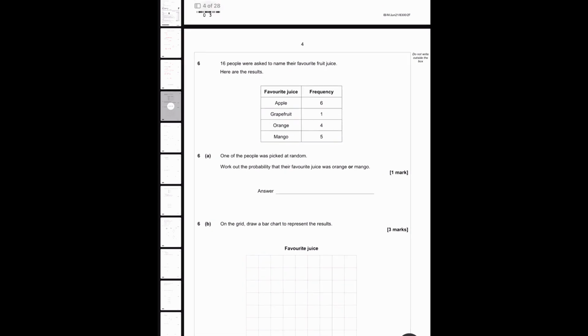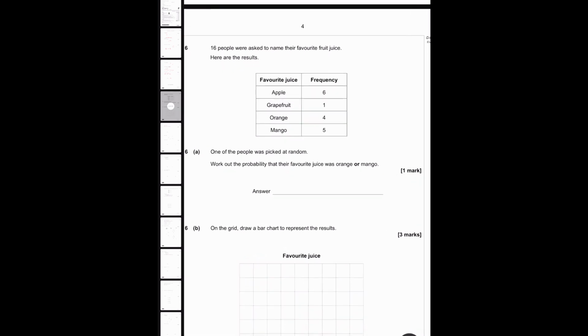Question 6 says that 16 people were asked to name their favorite fruit juice, and the results are shown in the table below. The first part is asking us to work out the probability that their favorite fruit juice is either orange or mango. Since we have 16 people, our denominator must be 16. Next, we need to work out our numerator. We get this by adding the total for orange and mango together. 4 plus 5 gives us 9, so our numerator is 9, giving us an answer of 9 over 16.